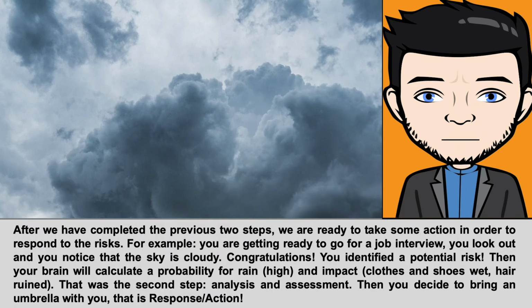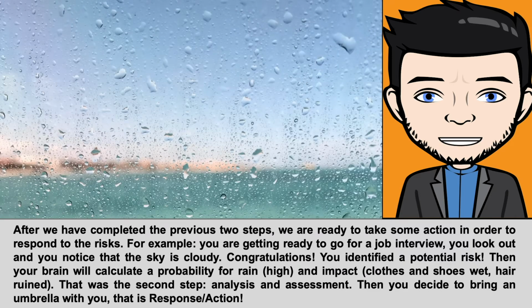After we've completed the previous 2 steps, we are ready to take some action in order to respond to the risks. For example, you are getting ready to go for a job interview, you look out and you notice that the sky is cloudy. Congratulations, you identified a potential risk. Then your brain will calculate a probability for rain, high, and the impact: clothes wet, shoes wet, hair ruined, etc. That was the 2nd step, analysis and assessment.